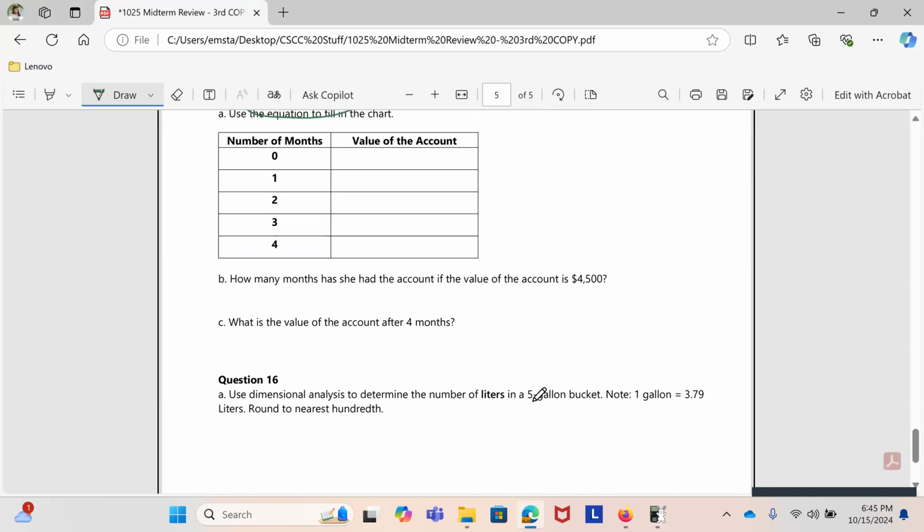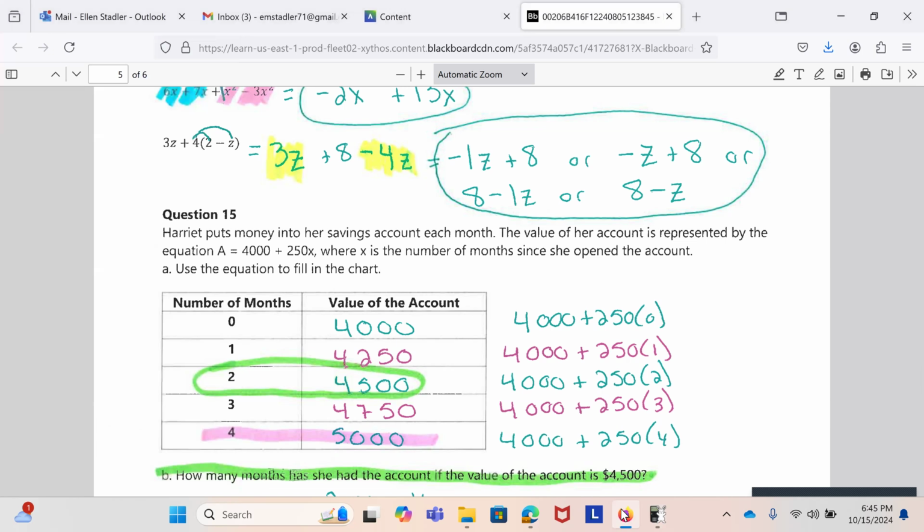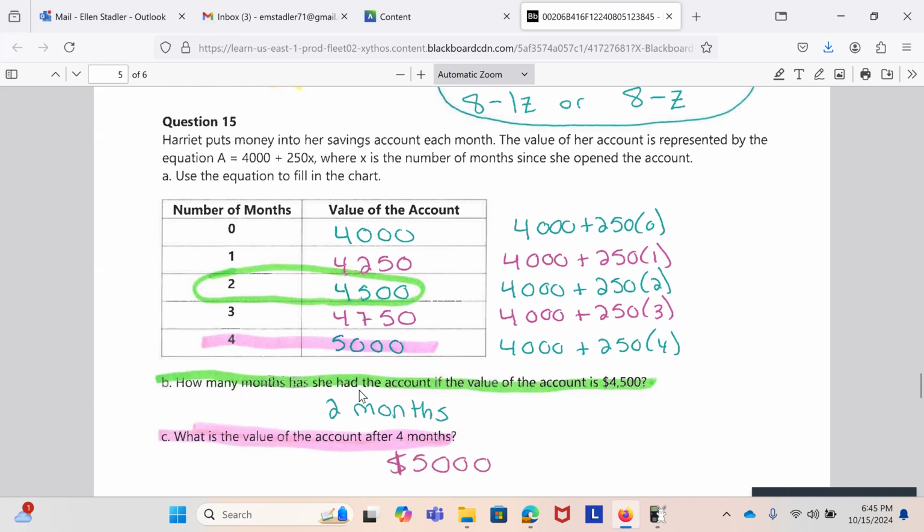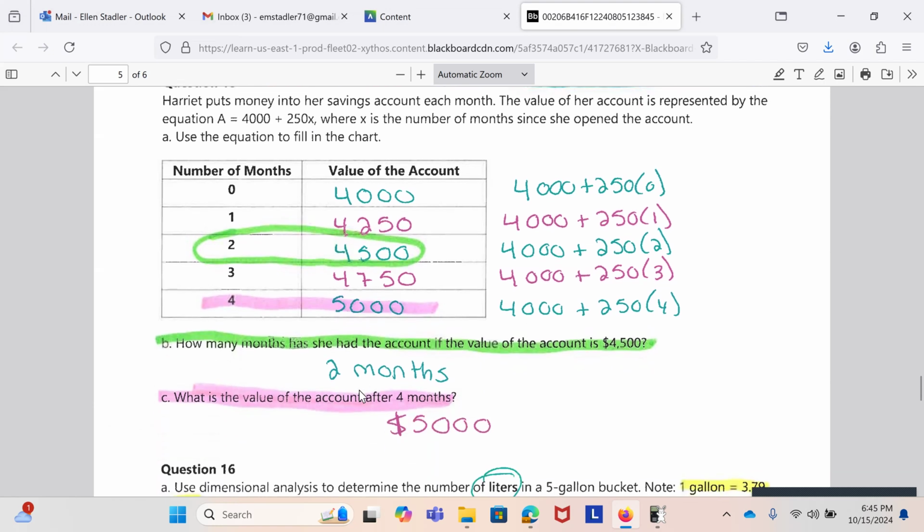Then you can answer the questions. I guess I should pull the answer key up so you can see the table. When does she hit 4,500? Circled in green there, 2 months. You're just reading off the chart once it's filled in. After 4 months, it's 5,000. That's highlighted in pink. So once you have the chart, you can answer any question you like.